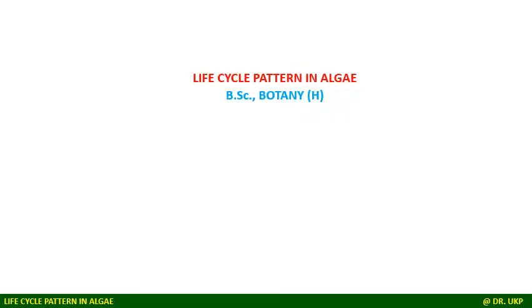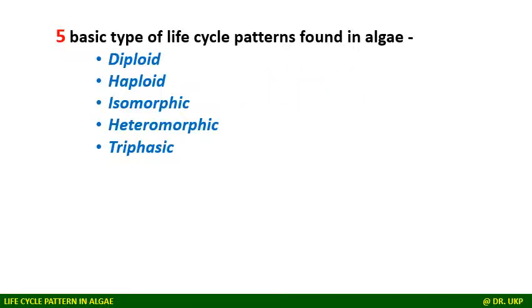Today we will learn life cycle patterns in algae, which is a very basic course in BSc Botany. In algae, five basic types of life cycle patterns are found. These are diploid, haploid, isomorphic, heteromorphic, and triphasic.